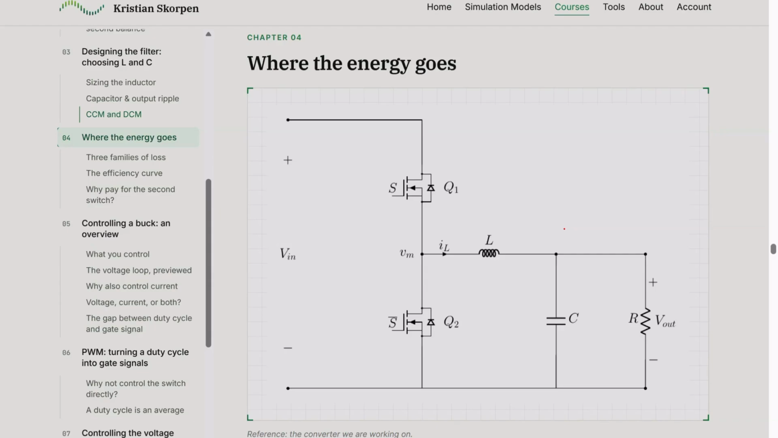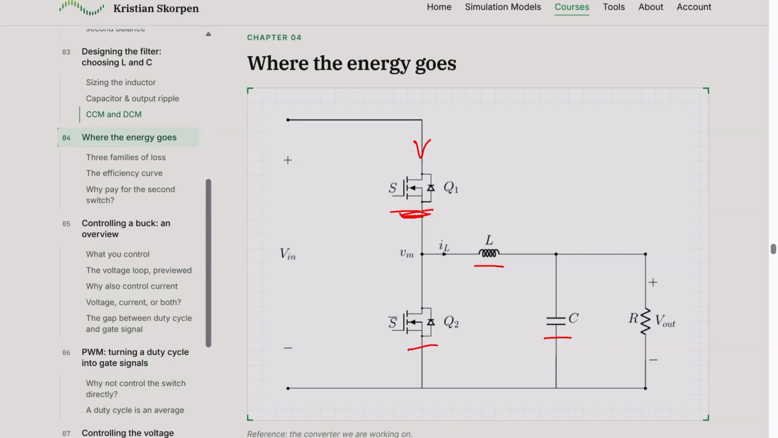The efficiency of the buck converter is not 100%. And there are mainly three types of losses that we have in the buck converter. The first one is conduction losses, which comes from resistances in all of the components that we have here. So there is resistance in the switches. When current flows through the switch, it flows through the resistor inside the switch, and then it generates heat, or generates loss.